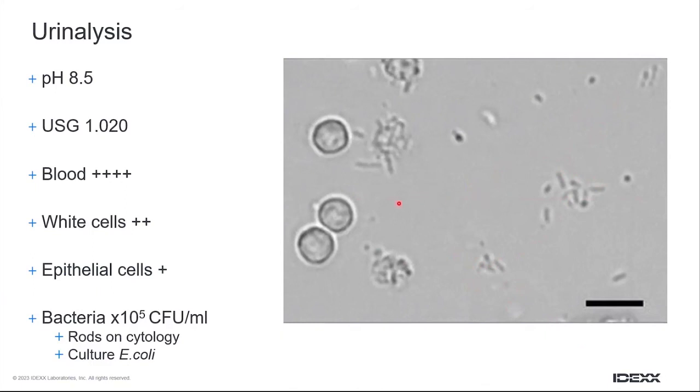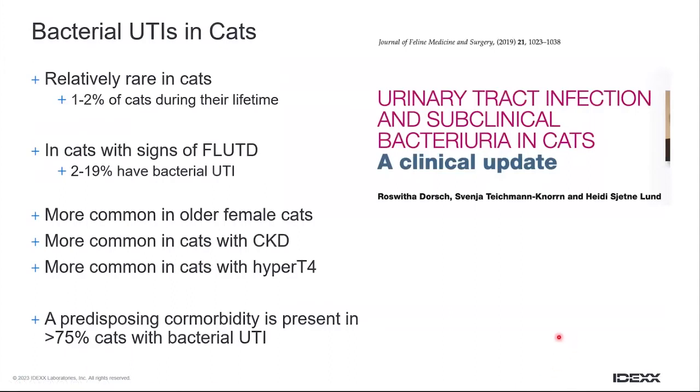So even though the most common reason for signs of FLUTD in the cat is feline interstitial cystitis, there are occasions when these animals will throw you a curveball, and urinalysis can really help to try and differentiate between the potential underlying causes. So I just want to finish off by giving you a little bit of an overview about bacterial UTIs in cats, because bacterial UTIs in cats are actually pretty rare.